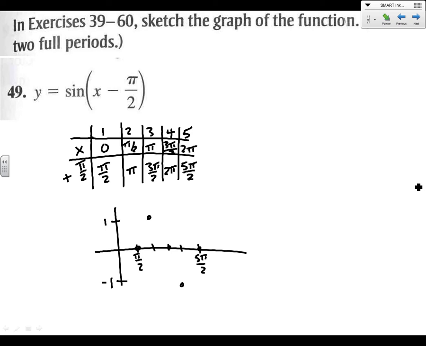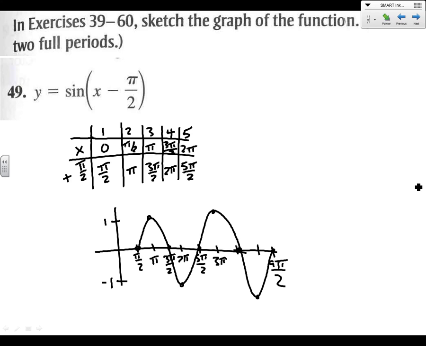Now notice that it wants us to keep going for 2 full periods. So we'll draw another 4 tick marks. And so we'll have 6 pi, 7 pi, 8 pi, and 9 pi over 2 is where we'll finish. And here we go. We've got all of our points. So pi over 2, then pi, then 3 pi over 2, then 2 pi, then 3 pi, and 7 pi over 2, and then 4 pi. 2 full periods shifted to the right by pi over 2.